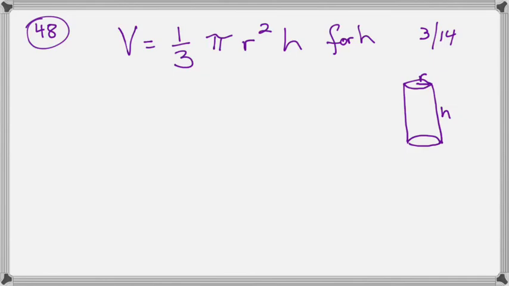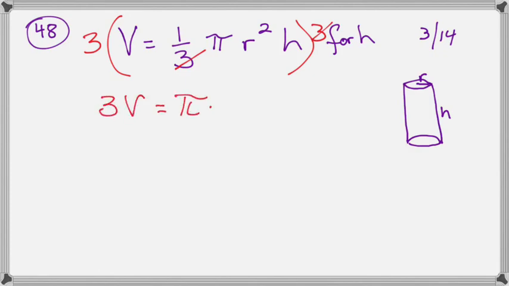What's the first step? What would I do first if you were me? Get rid of the 3. Always clear the fraction first, because this is all multiplication. It's not like it's addition or distributive property. If I divide this 3 into this 3, it turns into 1, and done we are with the fraction. So we have left 3V equals pi times r squared times h.